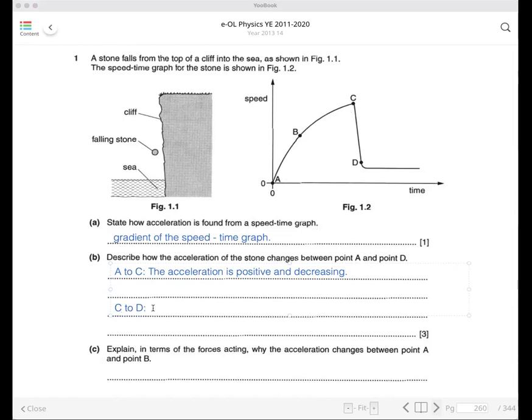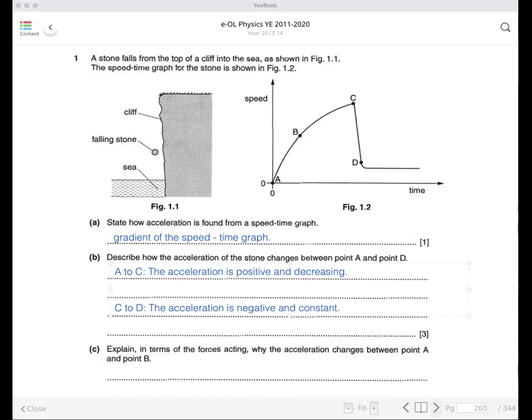And then from C to D, you need to say that the acceleration is negative. Negative means that the speed is going down. So the acceleration is negative and constant. So if you can add in the word positive and negative in your description, it will be perfect. But you understand perfectly well what is the meaning of positive and negative acceleration? Okay, very good.